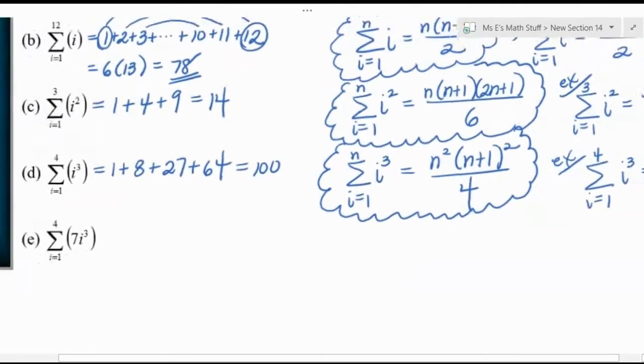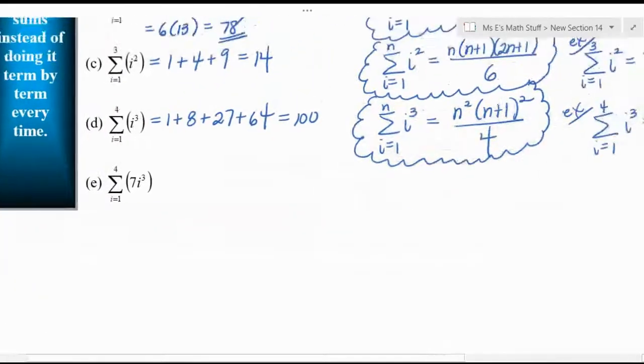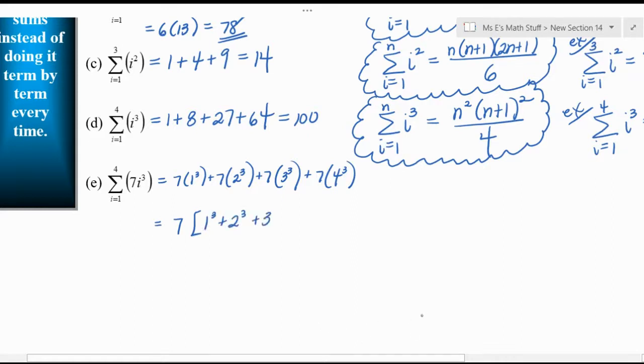Part E. I was hoping that part E would remind you of a property that you've had before, where if you start expanding it out, then you just have 7 times 1 cubed, plus 7 times 2 cubed, plus 7 times 3 cubed, plus 7 times 4 cubed. And if you think of it that way, you'd be really tempted to just factor the 7 back out. And then you'd have 1 cubed plus 2 cubed plus 3 cubed plus 4 cubed in there.